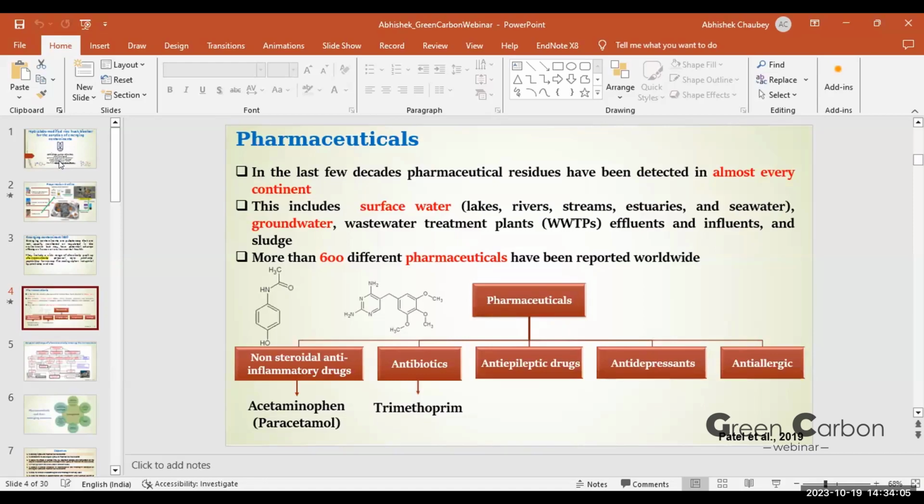an antibiotic, which is trimethoprim. The reason behind the selection of these two drugs is that acetaminophen is very frequently used as a pain and mild fever relief. And trimethoprim is an antibiotic used in respiratory or urinary tract infections to deal with those things.